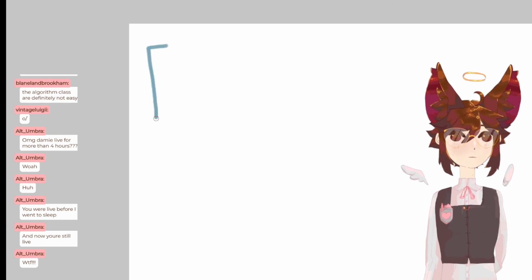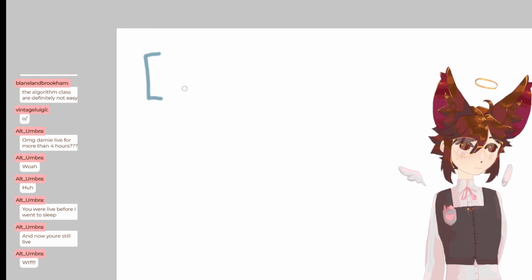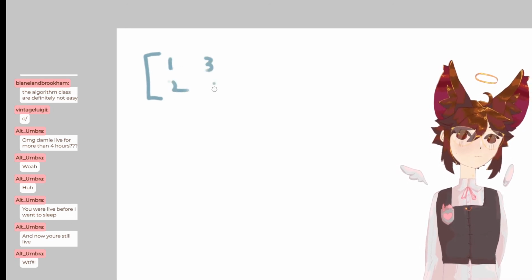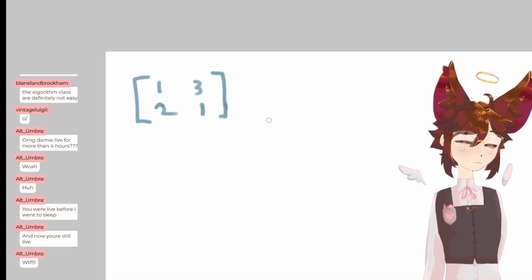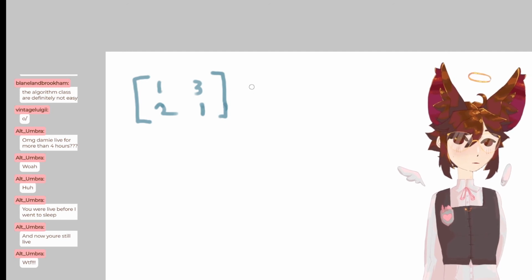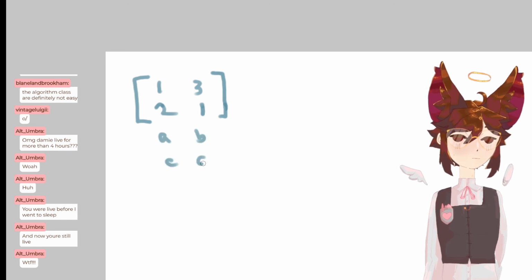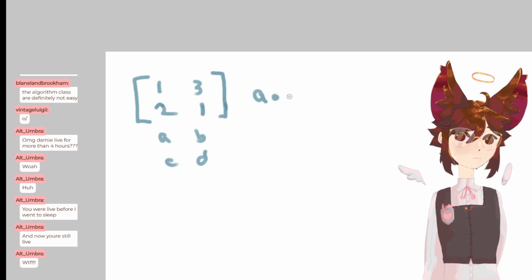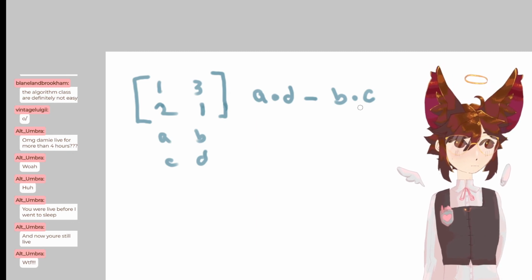Let's take a look at what a determinant is. Let's do it on a 2x2 because it's the best place to start. The idea of a determinant is very simple. It sounds a little strange, but it's just like a formula you do. So for a 2x2, if this is A, B, C, D, you're gonna do A times D minus B times C. That's all it is. That tells you the determinant.